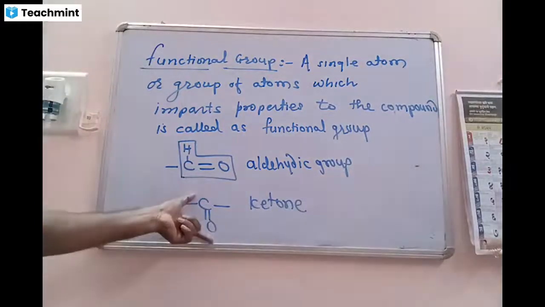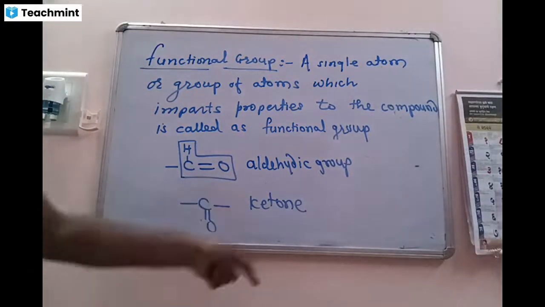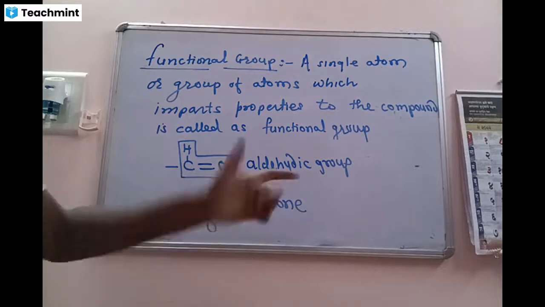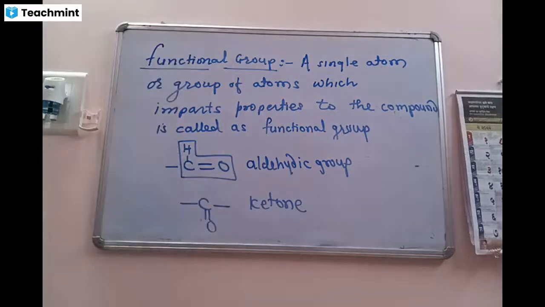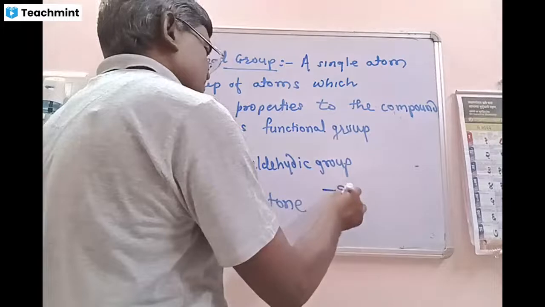This type of group will impart properties and the compound containing such a group is called a ketone. Now if you attach one CH3 on one side and one CH3 on the other, you get acetone. You know acetone? No. Okay, fine. So this next one is your group of some more number of atoms.